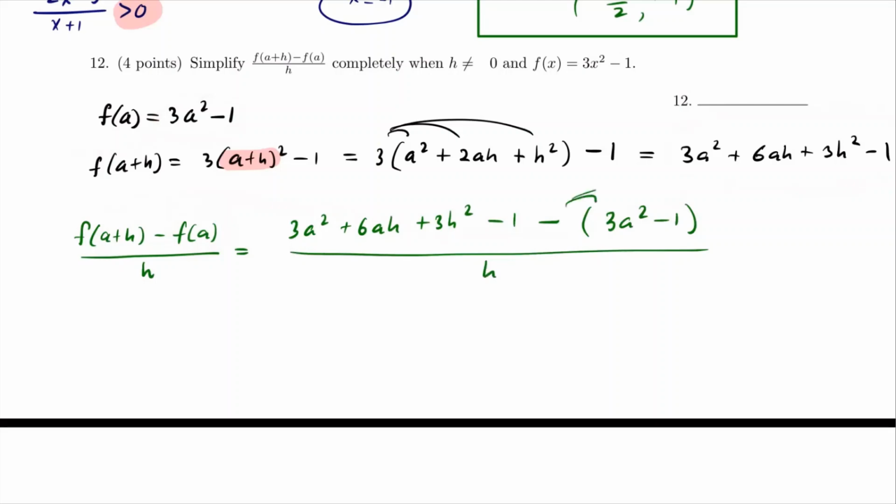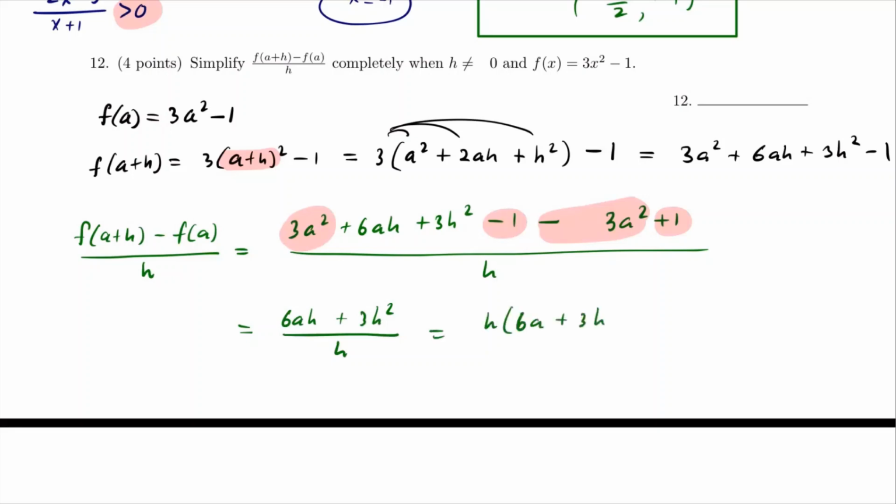And now here, distribute this negative. So that would give us -a squared plus 1. And now you'll see a lot of the terms will cancel. For example, this with that, and the -1 with 1. So what we're left with is simply 6ah plus 3h squared over h. Factor out the h from the numerator, so you'll have h times (6a plus 3h) all over h. Now here again, I can cancel these. So my final result is 6a plus 3h. So that is our final result for this difference quotient.